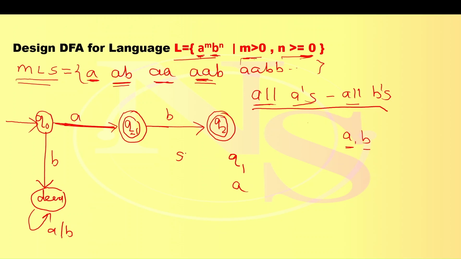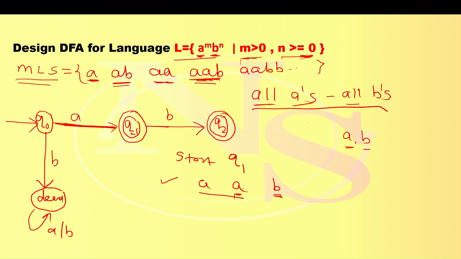How to reach q1 from the starting state? The starting state is q0. How to reach q1? By reading a. How to reach the final state from q1? q1 itself is a final state, or we can also consider q2. So we can read b. This is optional. Ask yourself, is this a valid string? Yes. All a's followed by b's. We have a similar string here.